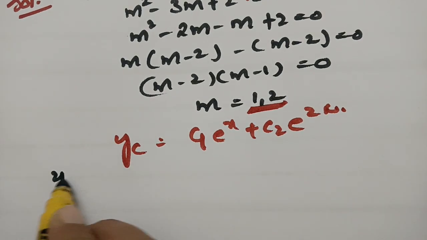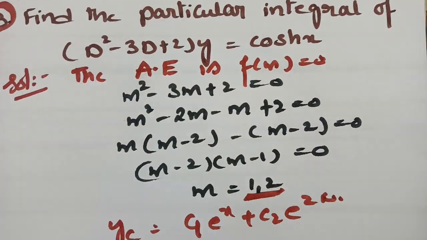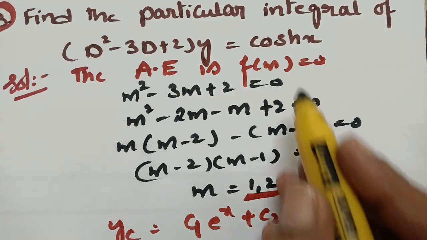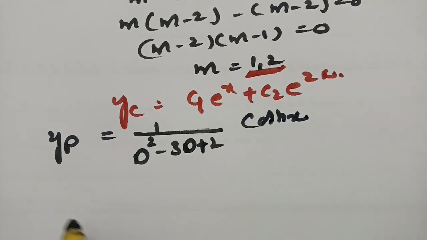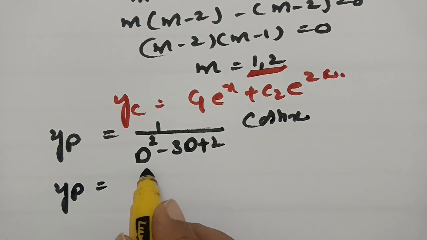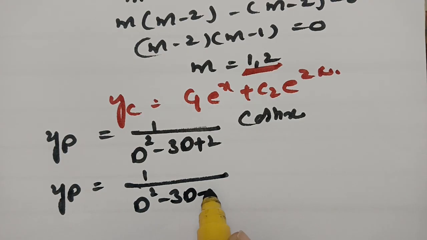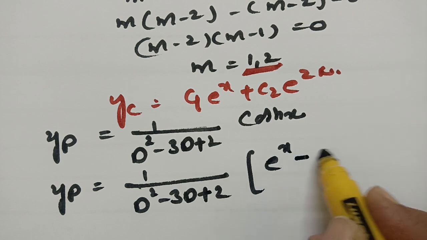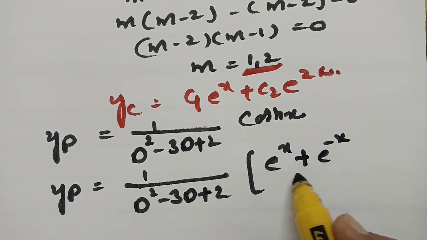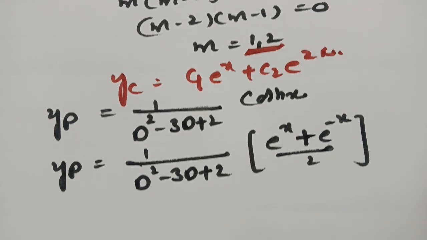For finding the particular integral, yp is equal to 1 by f of d, which is nothing but d square minus 3d plus 2, into cos hx. So cos hx can be written as e power x plus e power minus x by 2. So we have to convert this in terms of an exponential notation.